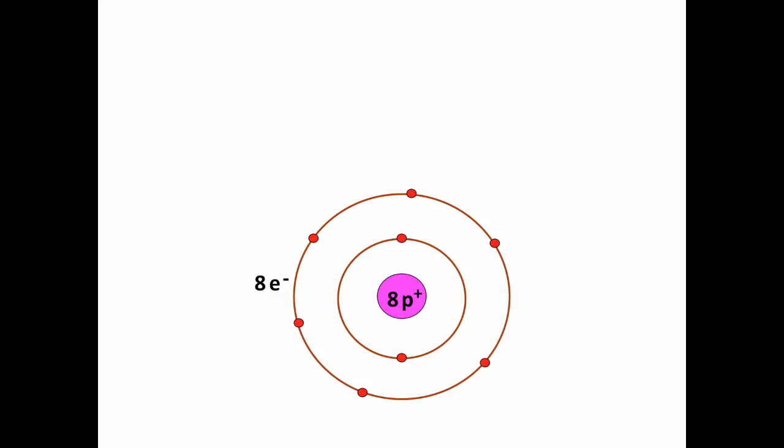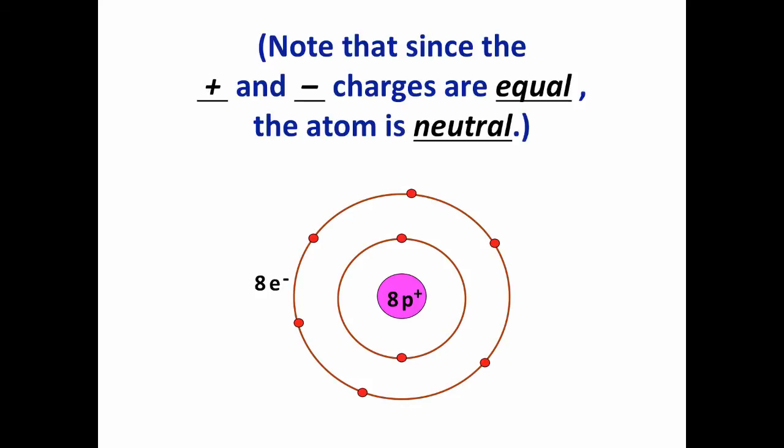Simplistically, we could show it as something like this. And important to note, if we're dealing with atoms, the positive charge due to the protons and the negative charge due to the electrons are equal. There's 8 positive charges balanced by 8 negative charges. And if we're dealing with an atom, it's overall neutral.